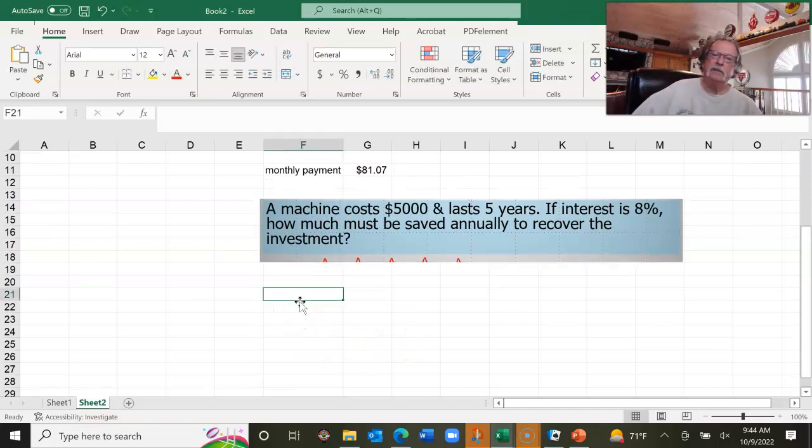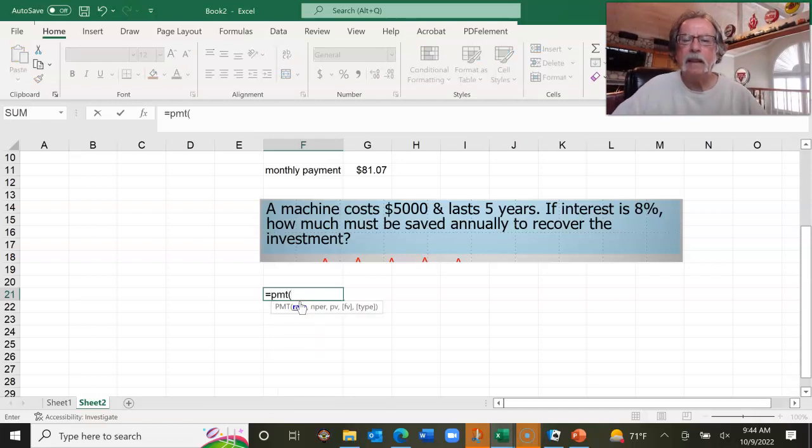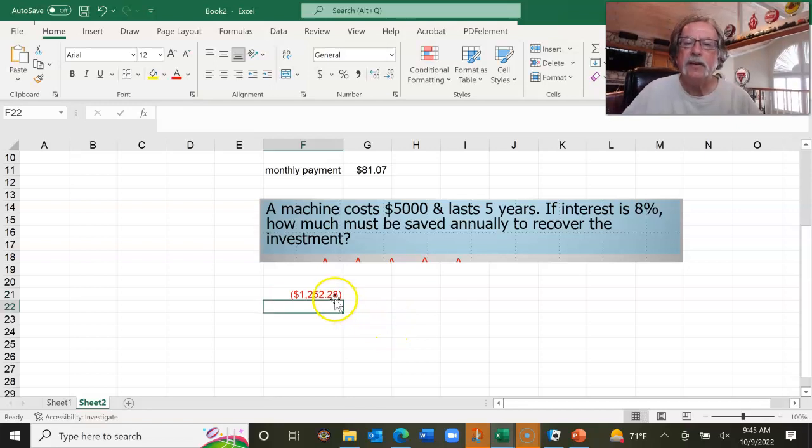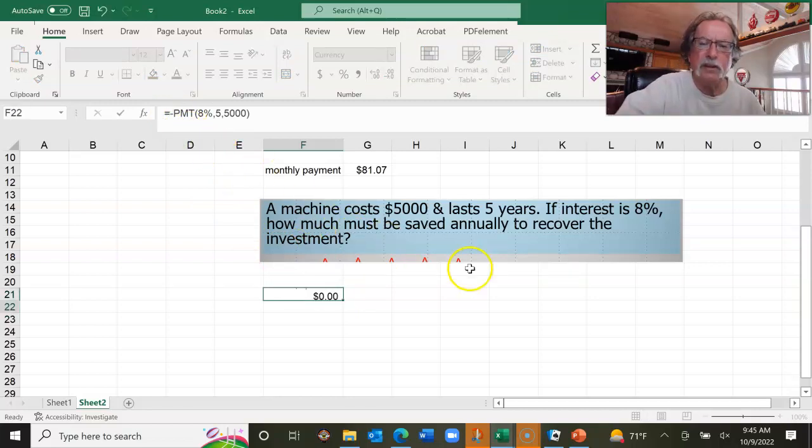Okay, so we use the payment function. And the interest rate is going to be 8% per year. The loan life is 5 years. This is an annual payment. The present amount, the amount we want to recover, is $5,000. So notice the difference from calculating this payment here, we don't have to include the future amount because it's going to be zero. So this is how you calculate the repayment on a loan with uniform payments.